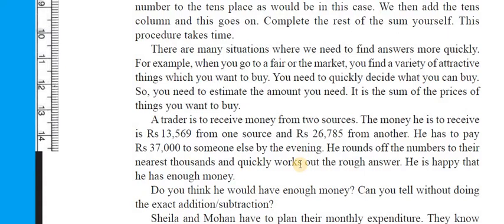A trader is to receive money from two sources. The money he is to receive is 13,569 from one source and 26,785 from the other. He has to pay 37,000 to someone else by the evening. He rounds off the numbers to their nearest thousands and quickly works out the rough answer. He is happy that he has enough money. Do you think he would have enough money? Can you tell without doing the exact addition or subtraction?